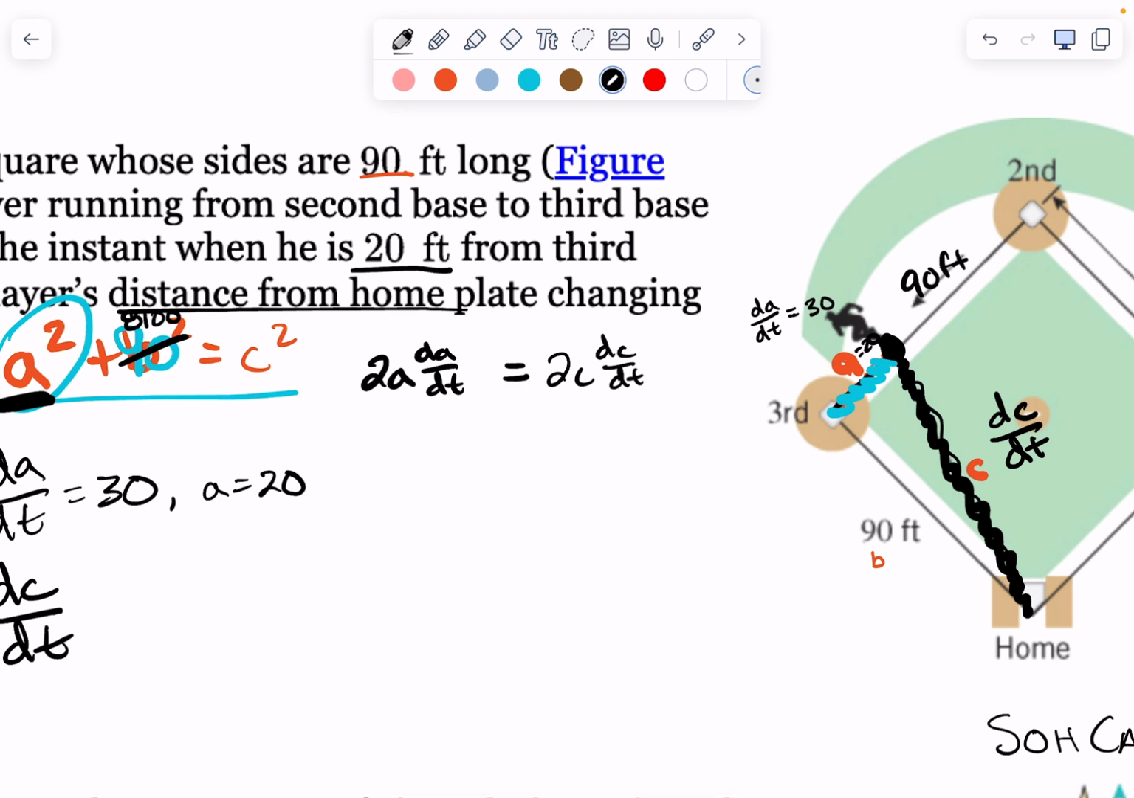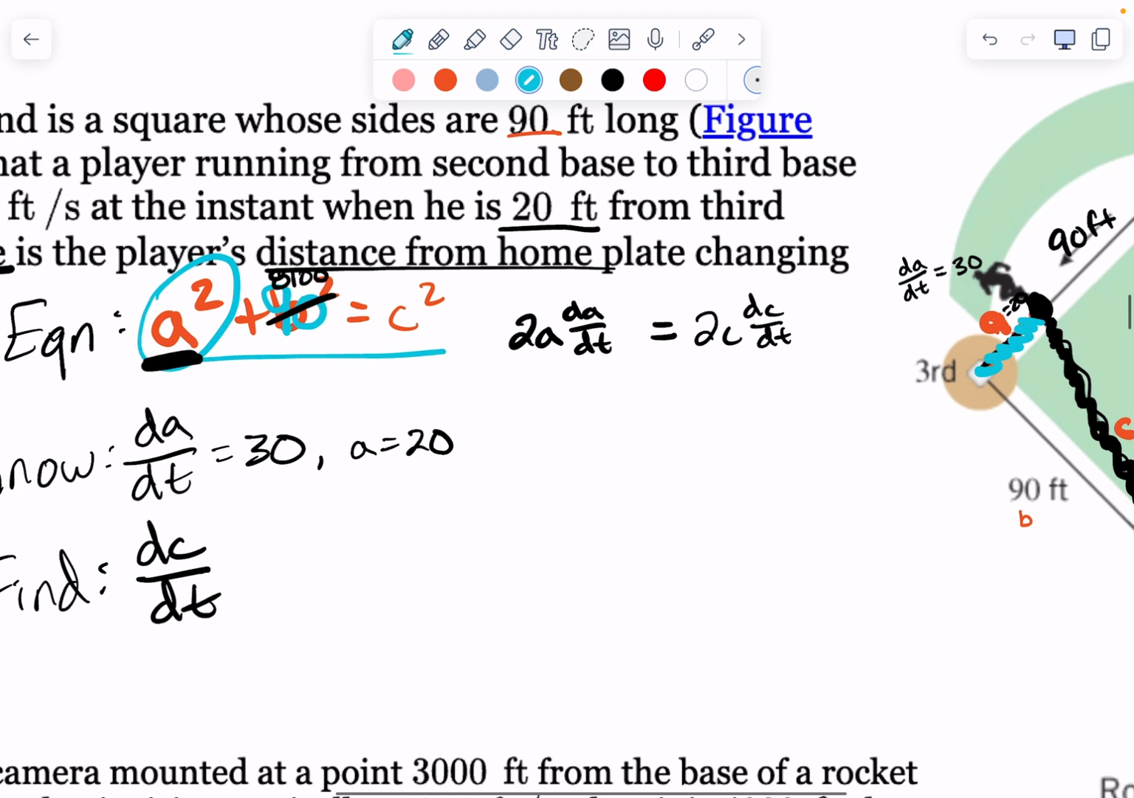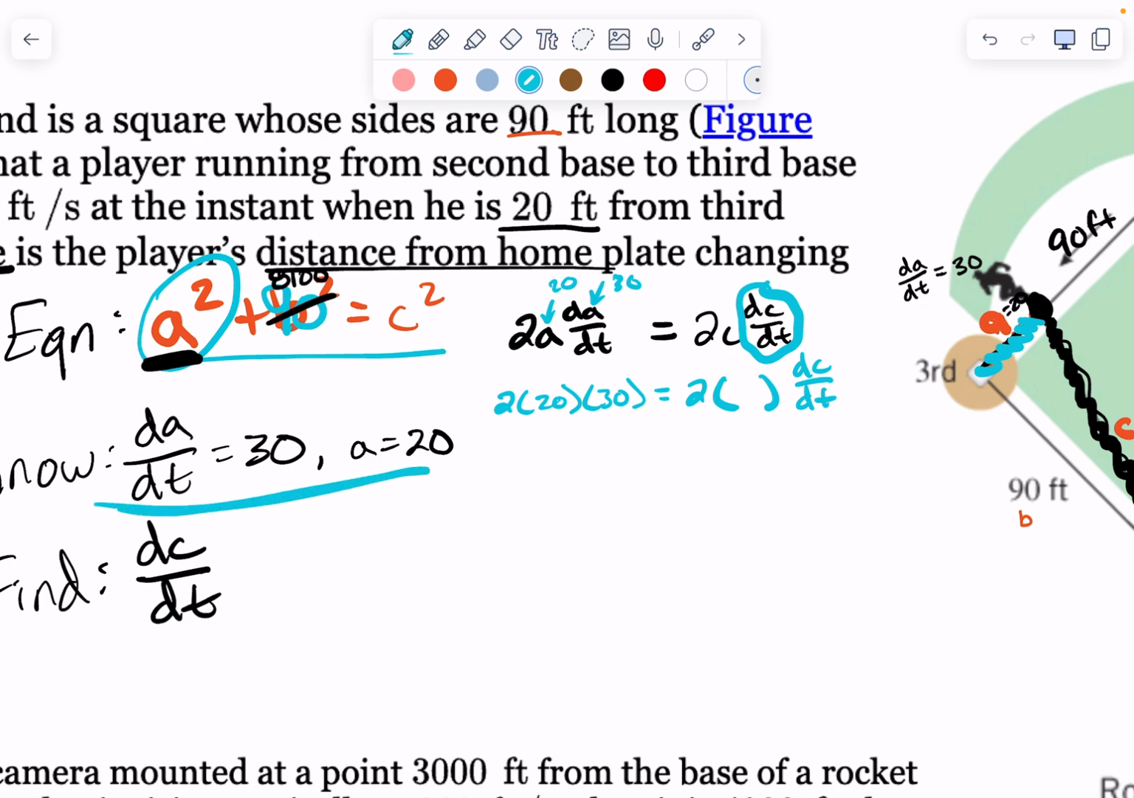Okay, and now I'm just going to plug stuff in. We are trying to solve for dc/dt, so I'm going to circle it. I know that dA/dt is 30, so 30 goes in here, and I know that a is 20, so 20 goes in here. So 2 times 20 times 30 equals 2 times c times dc/dt, and dc/dt is what we're solving for. But the problem here is I don't have what c is, and I need a value to plug in for c.